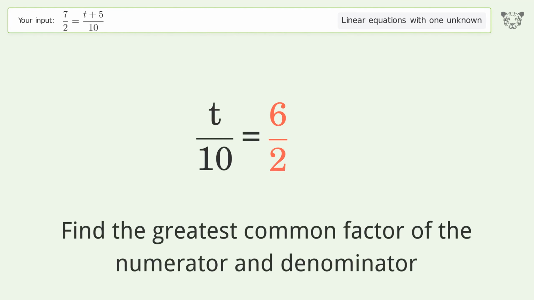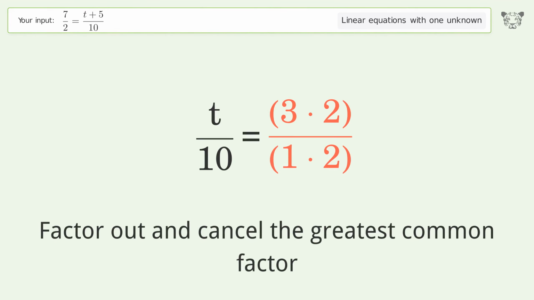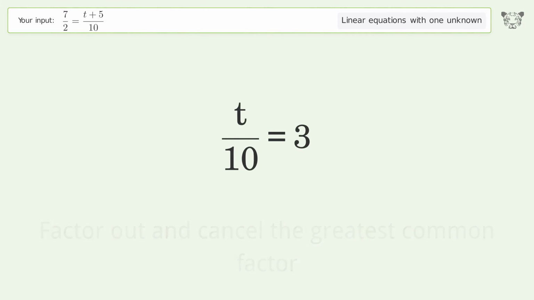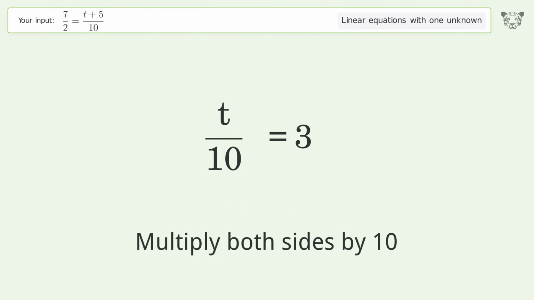Find the greatest common factor of the numerator and denominator. Factor out and cancel the greatest common factor. Isolate the t. Multiply both sides by 10.